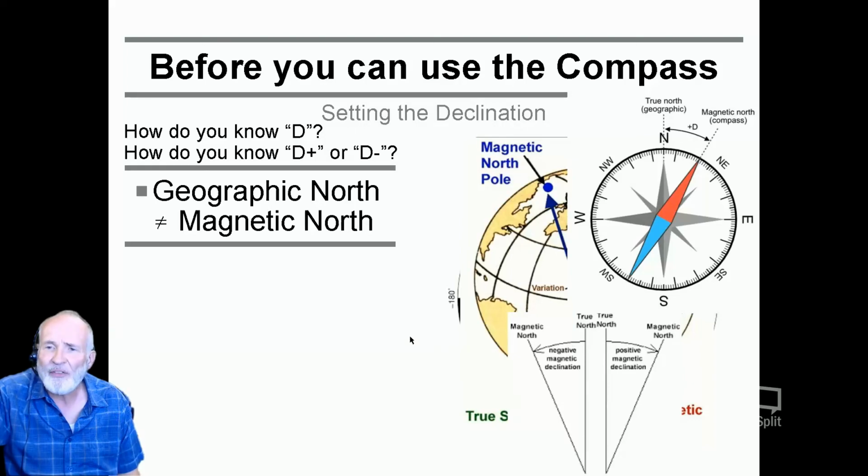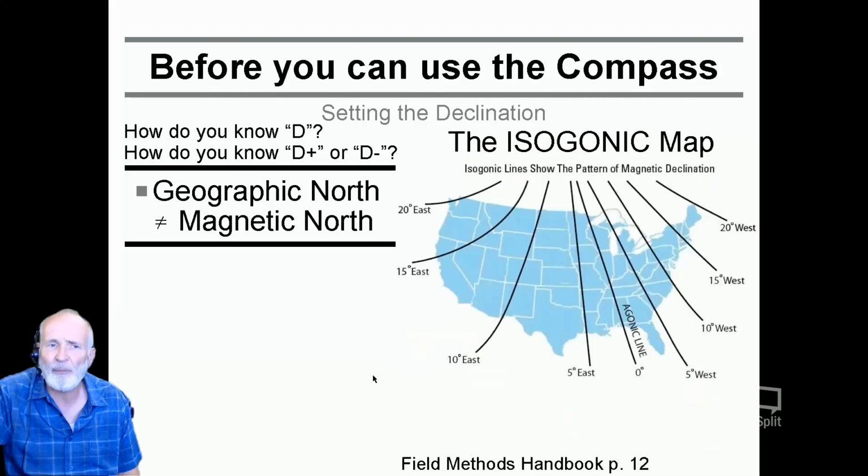Well, to figure this one out, we get a little help. We have something that is produced regularly, about every 10 years or so. It's called an isogonic map, and the map shows declination lines. All right, well, we have no declination where the magnetic north actually coincides with the true geographic north. It's called an agonic line. Well, that's 0, and it goes right through these states.